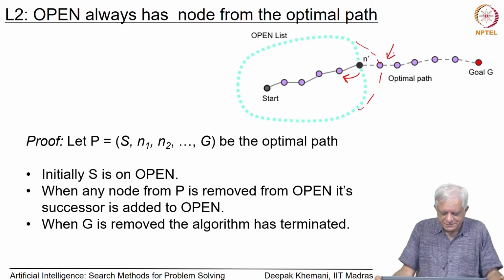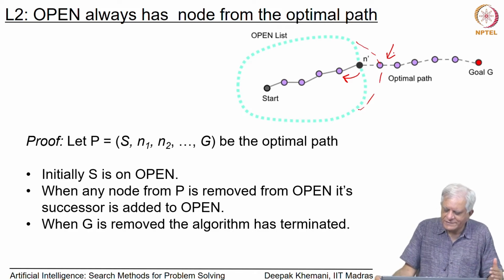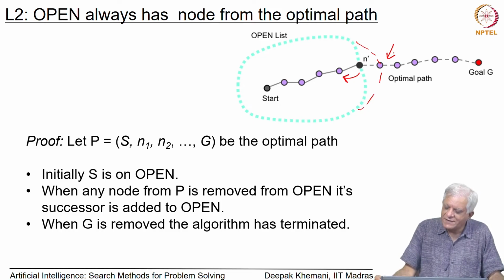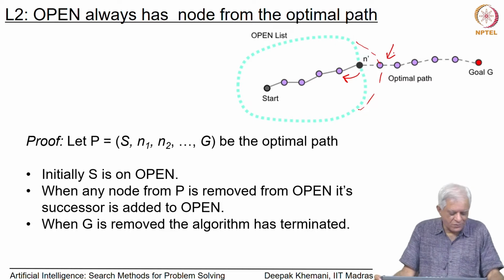So, this is saying that at all points some node from an optimal path is always in contention. You cannot say that this node was not there in open somehow, and that therefore the algorithm can go off in some wrong direction and not find a path to the goal. This shows that a path will always be in contention, because some node n prime on that path will always be on open.